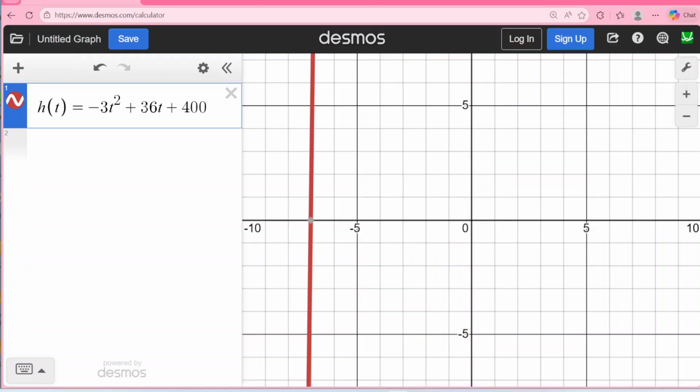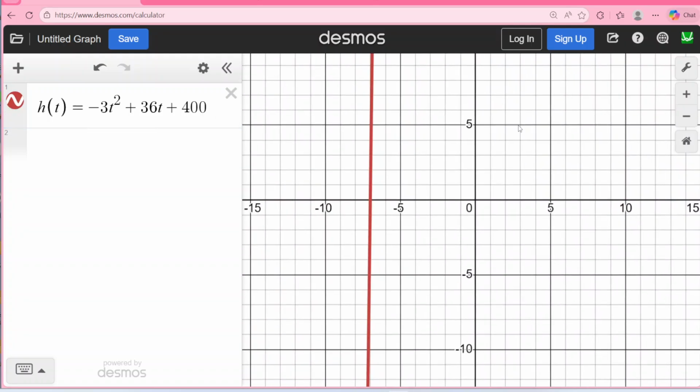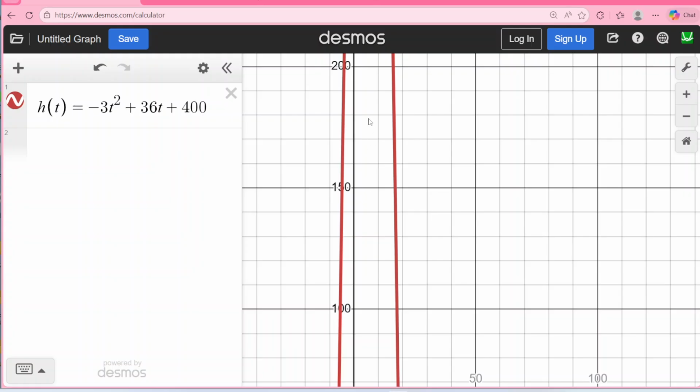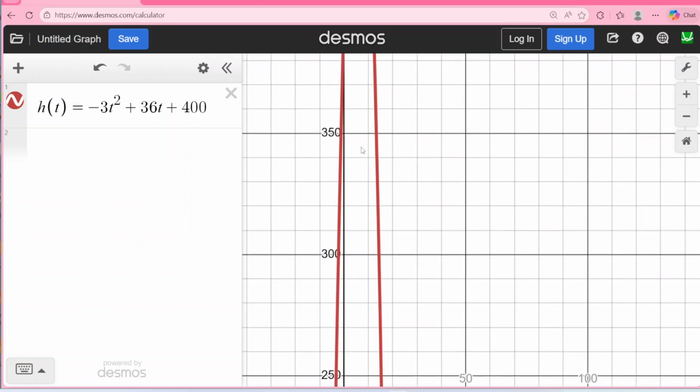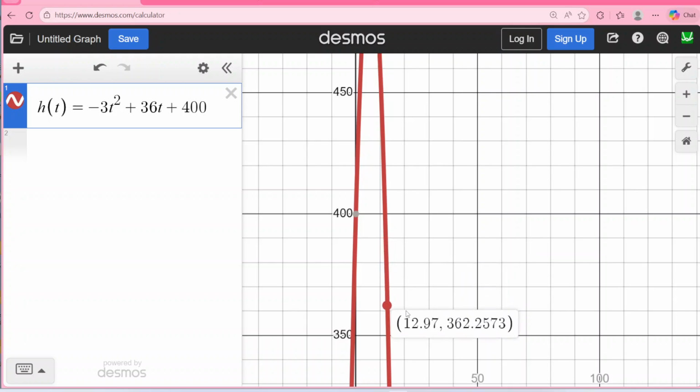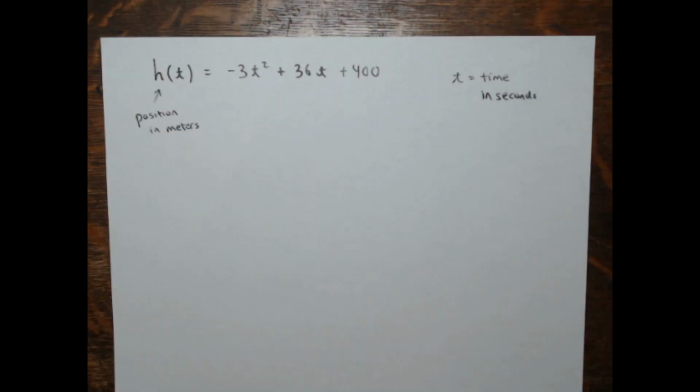Now, I'm hoping you know enough about quadratic functions to know that this is a parabola opening down, right, with an initial height of 400. When t equals 0, this should be starting off at the point (0, 400). You can maybe see that here. And then the rocket goes up to a certain point and then comes down, hits the ground eventually. So I'll make a rough sketch of this on my paper.